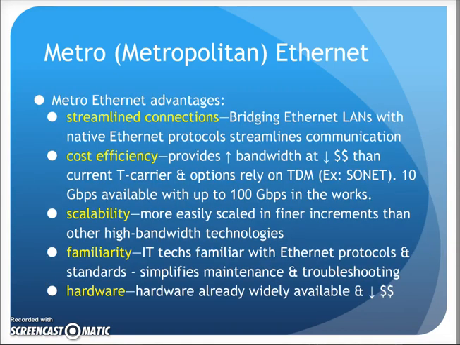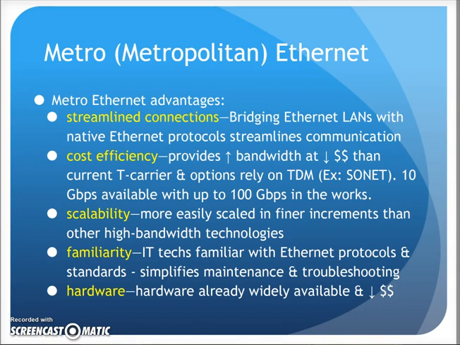Metro Ethernet has a handful of advantages. Streamlined connections: your Ethernet LAN is going into an Ethernet WAN connection. There isn't that need to do massive translation. Cost efficiency: it's going to provide higher bandwidth at a lower cost than T-carriers and other T-carrier type technologies, SONET, that sort of thing. 10 gig available with 100 gig in the works, so significant bandwidth links.